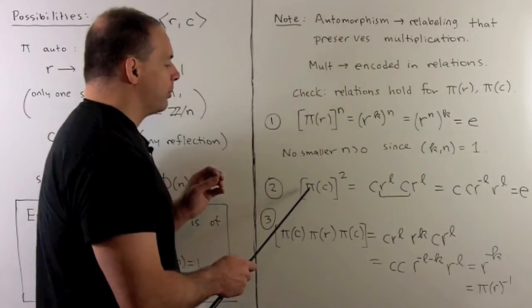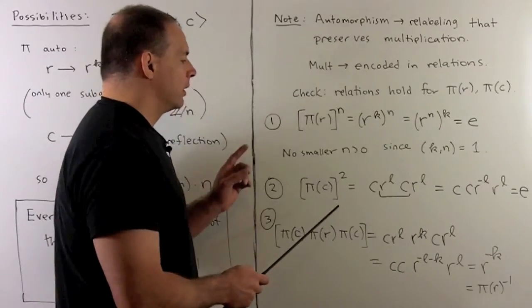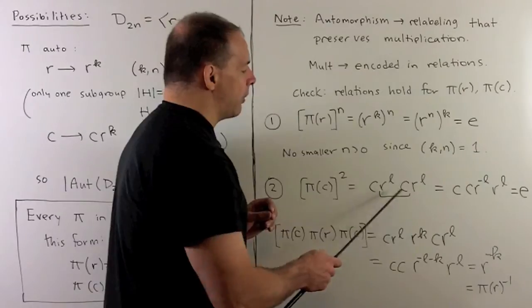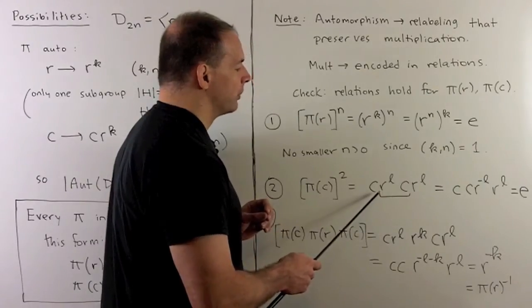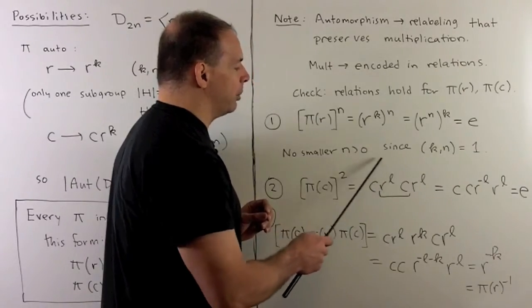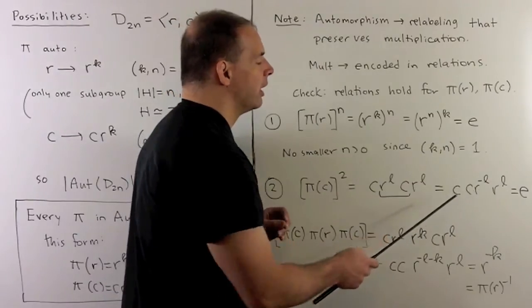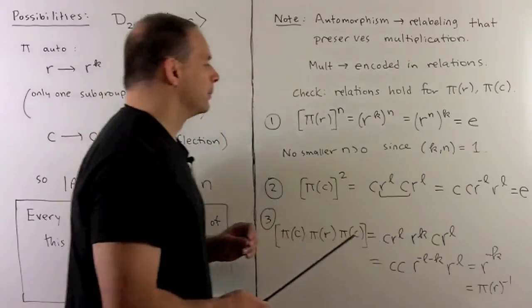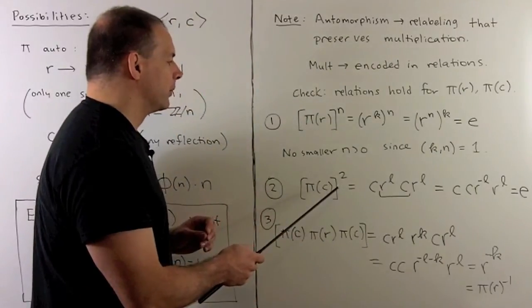If we take pi of c and square it, we're sending pi of c to c times r to the L. I'm going to take the middle terms and switch. Remember, the penalty is that the r to the L picks up the inverse. Then we see cancel in pairs, so we get the identity. So these two hold up.